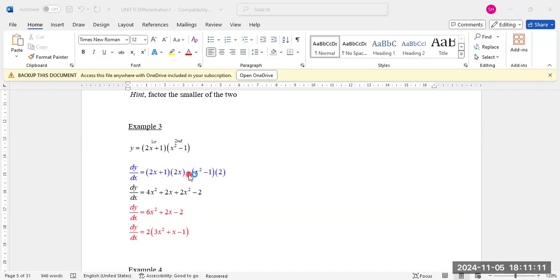Very good, TK. So remember, it's the first times the differentiation of the second plus the second times the differentiation of the first. So in my blue is just the differentiation. So let's go again. All of you look at it. What's my friend's name?